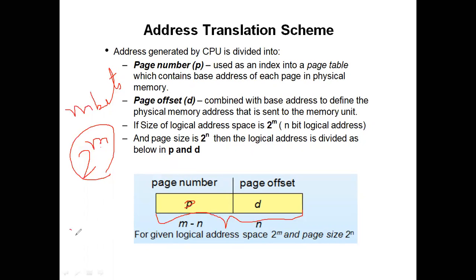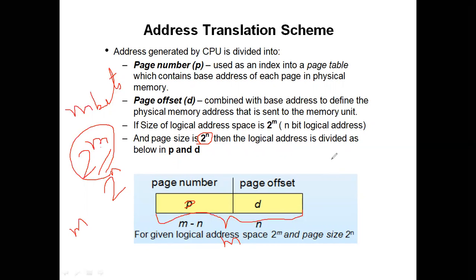So for an m-bit address, if the logical address is of size m and we have decided that the page will be of size 2 raised to power n, so for a logical address space 2 raised to power m and a page size of 2 raised to power n, what we do is, out of this m-bit logical address, the upper m minus n bits will be used as a page number and the lower n bits will be used as an offset.